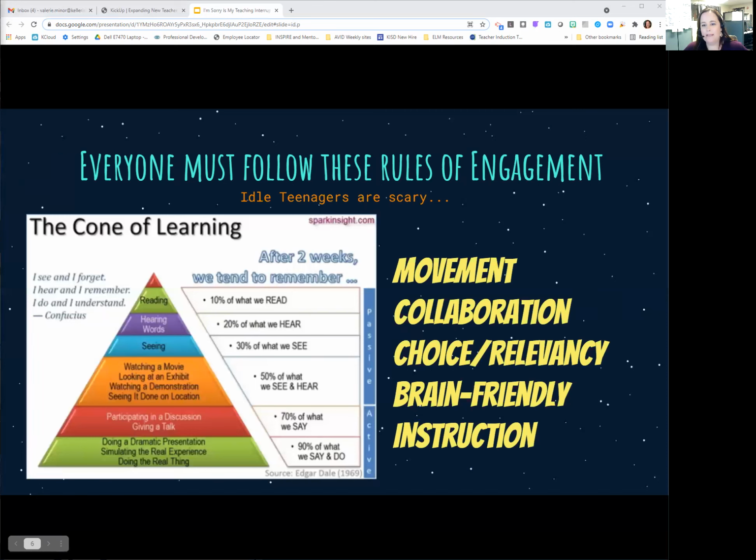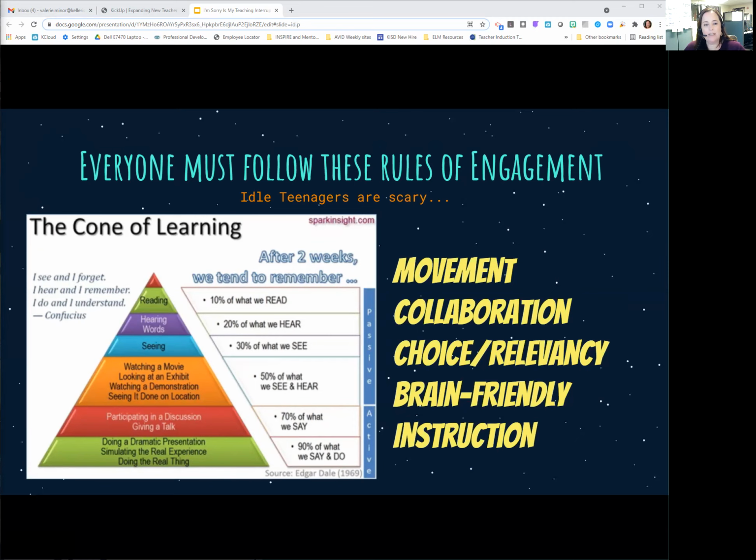So let's look here. I'm going to give you just a second to look at this cone of learning. And as I said before, I always felt this way. Idle teenagers can get a little bit scary, right? So we want to add some kind of novelty to the classroom. But looking at this cone of learning, you can see that when they talk and when they are doing something, they're getting the most learning or the most retention. So it's okay to allow your kids to talk and work in groups and move around. They don't always have to be doing that, but it's when they're going to make their deepest connections.